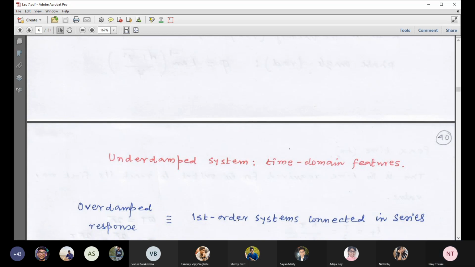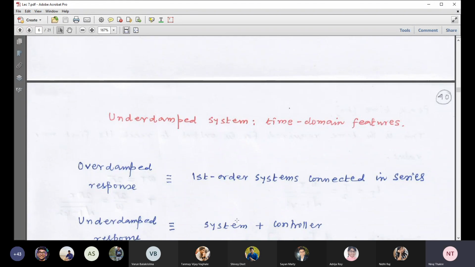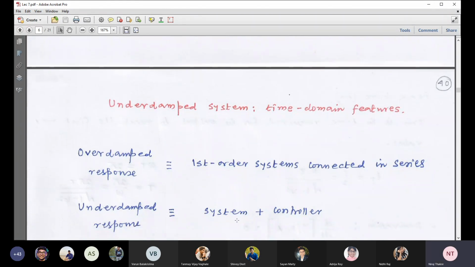See, this is typically seen that when the first order systems are connected in series, we get overdamped response. If we connect the first order systems in series, and if we find the y(t), that is basically the overdamped response. And if we go for system plus controller, then usually we get underdamped response.